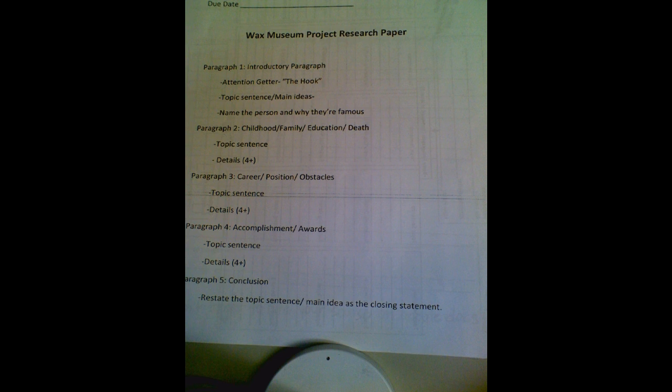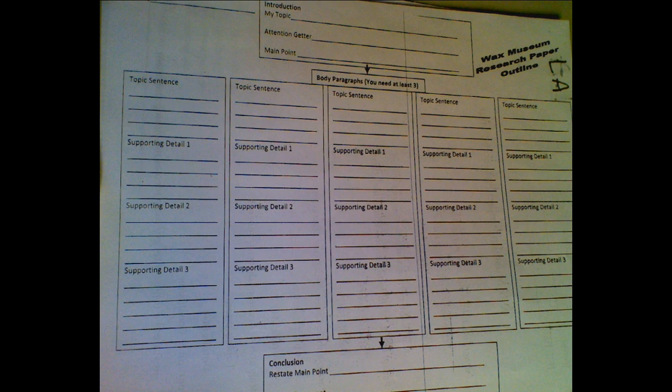Paragraph 3 will also include a topic sentence and details about the career, position, and obstacles of your person. Paragraph 4: topic sentence and details about any accomplishments or awards your person has attained. Paragraph 5 will be the conclusion. You will restate your topic sentence from your introduction and the main idea as the concluding statement of your paper.